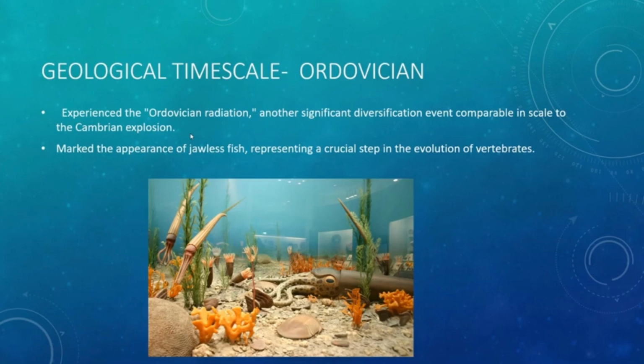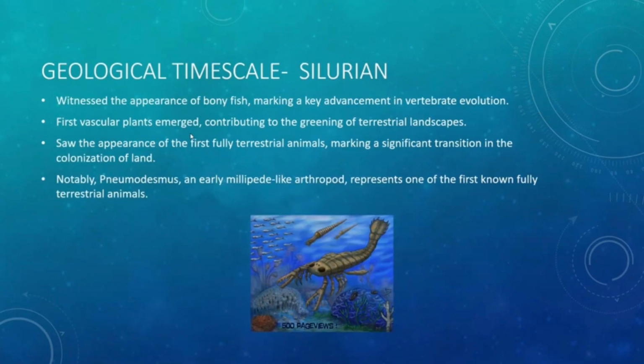The Ordovician experienced the Ordovician radiation, another significant diversification event comparable in scale to the Cambrian explosion, marked by the appearance of jawless fishes, representing a crucial step in the evolution of vertebrates. The Silurian witnessed the appearance of bony fish, marking a key advancement in vertebrate evolution.